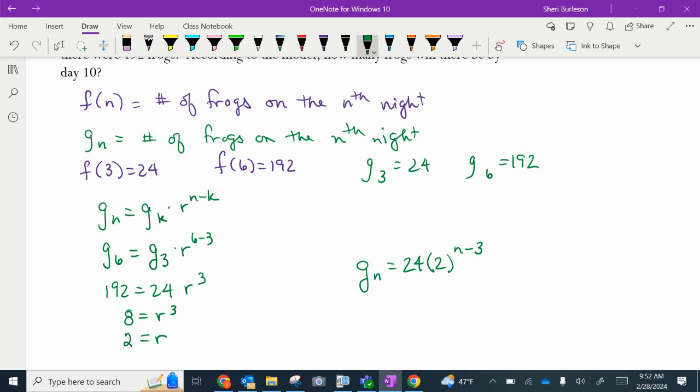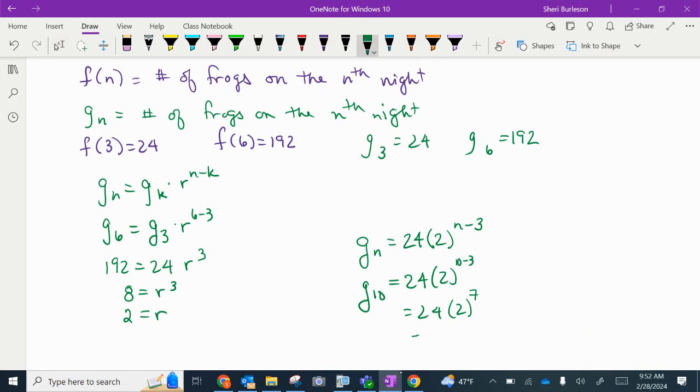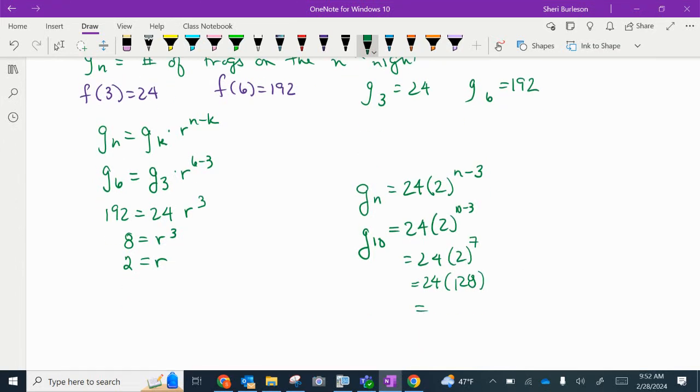So now I want to find out how many there will be on the 10th day, which is going to get me 24 times 2 to the 7th, which is what? Did anybody find 2 to the 7th, or you just plug everything into your calculator? 128. And now when I multiply this, I should have how many frogs by the evening?